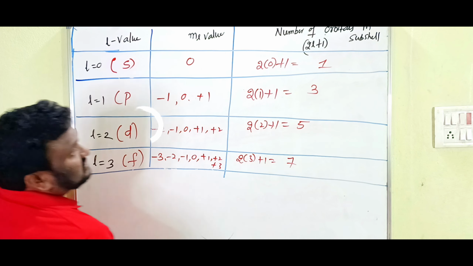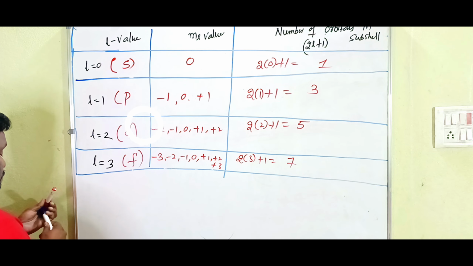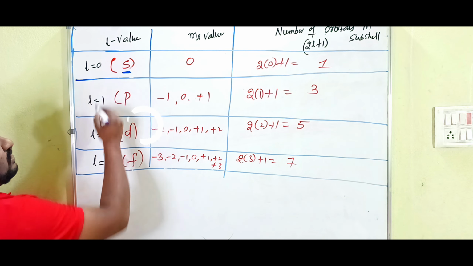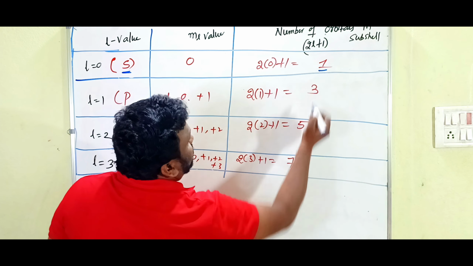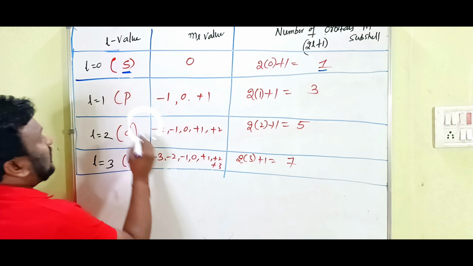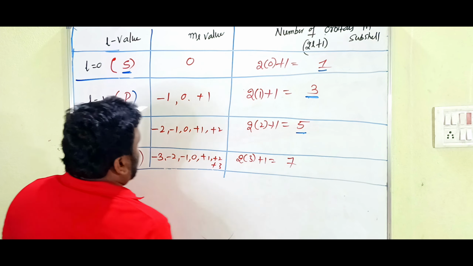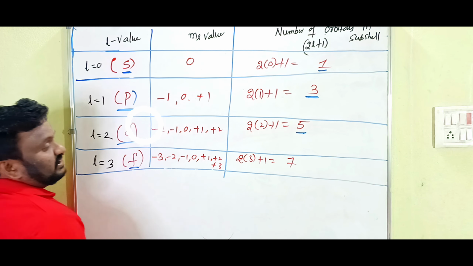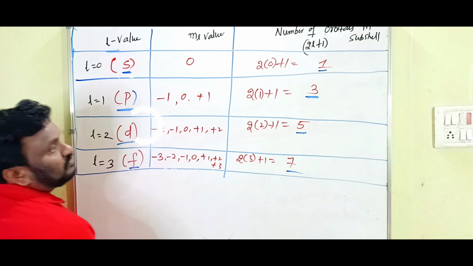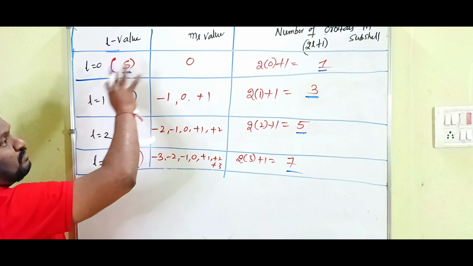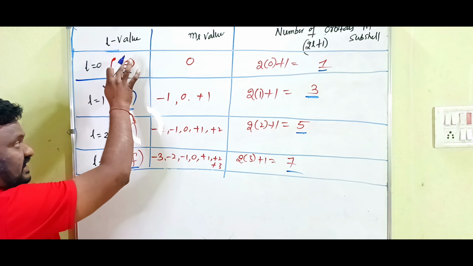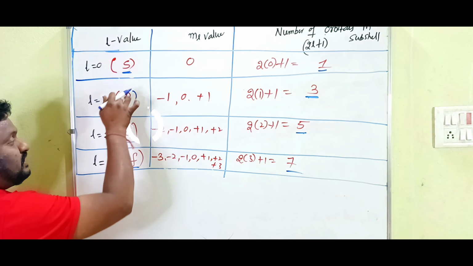7 orbitals. So children, you have to remember: in the s subshell how many orbitals are there? 1. In the p subshell? 3. In the d subshell? 5. In the f subshell? 7. These are the numbers of orbitals in the s, p, d, f subshells.